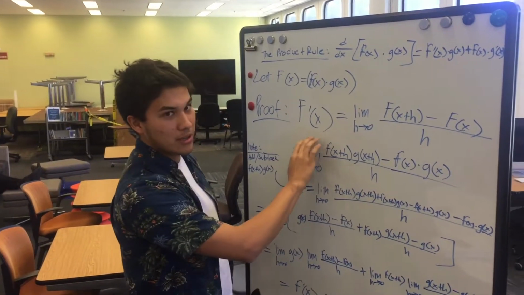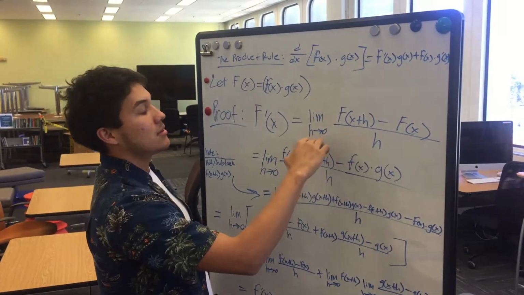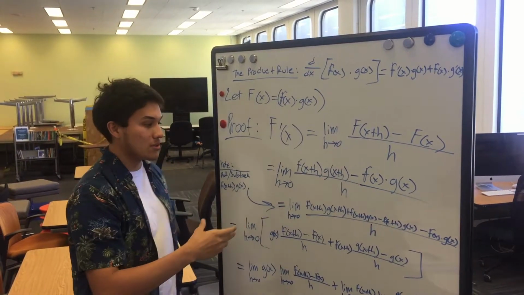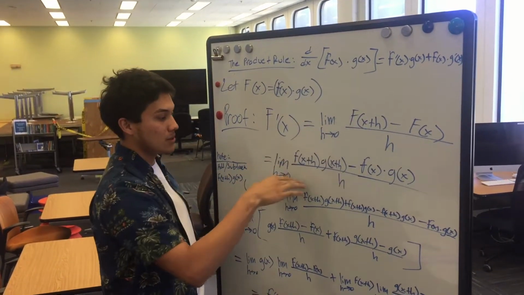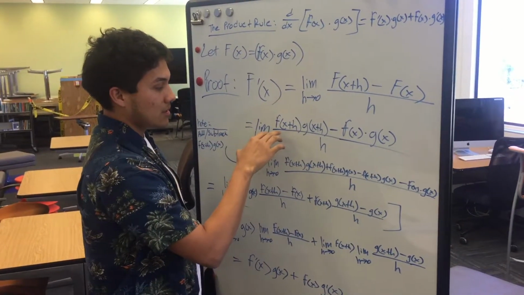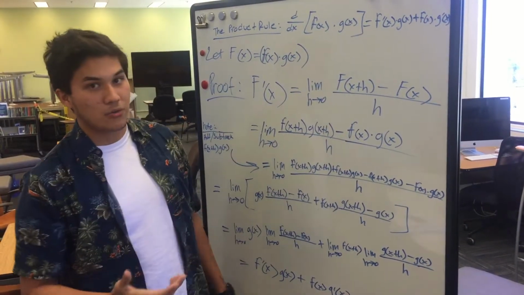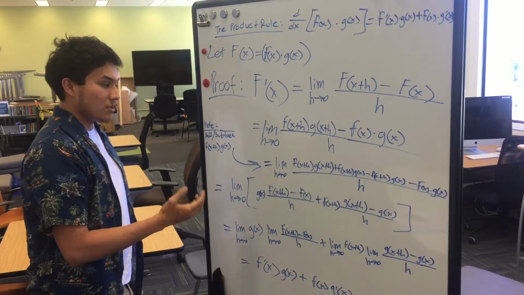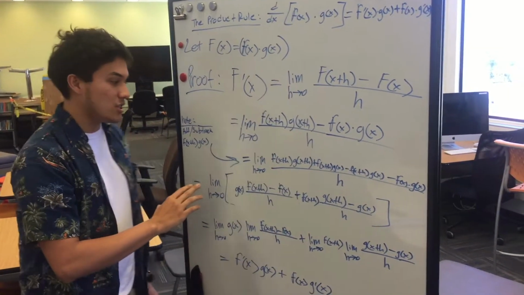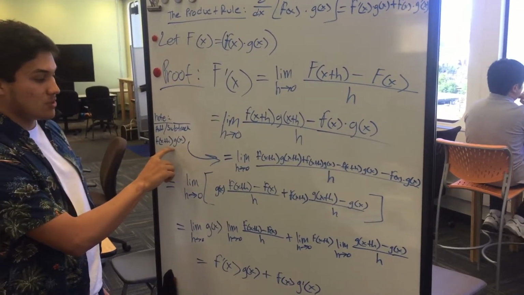So we have F prime equals the limit of F of x plus h minus F of x over h as h approaches 0, and then this simplifies into the limit of f of x plus h times g of x plus h minus f of x times g of x over h as h approaches 0. And we want to separate the two functions f and g, so we need to add and subtract f of x plus h times g of x.